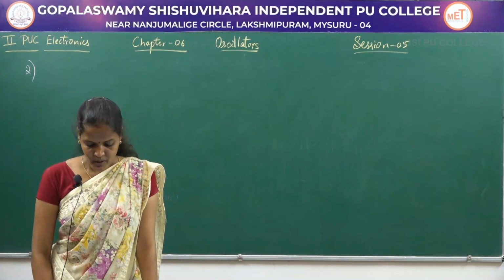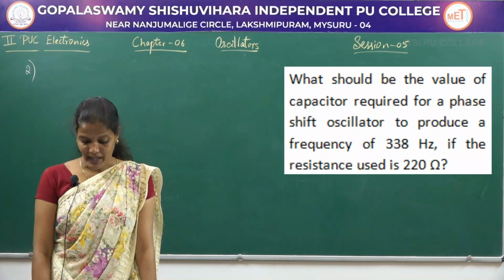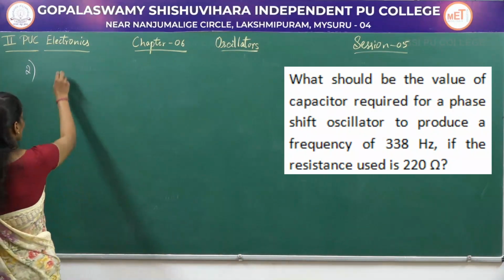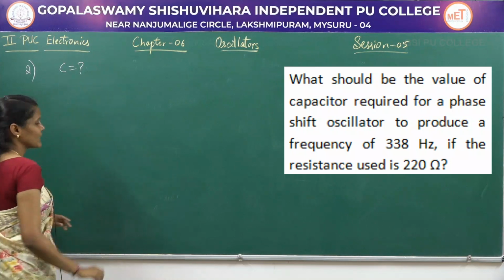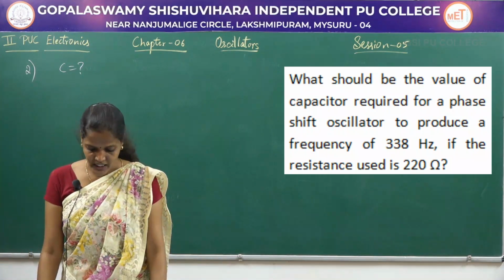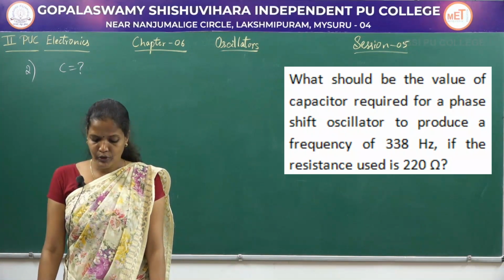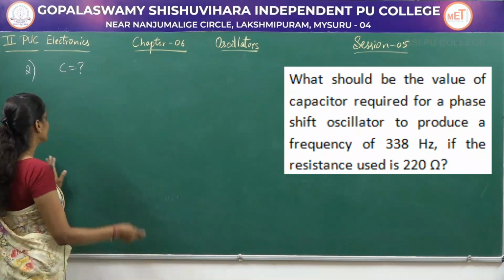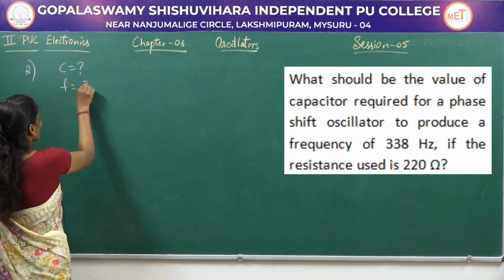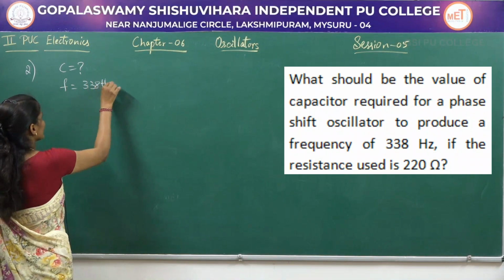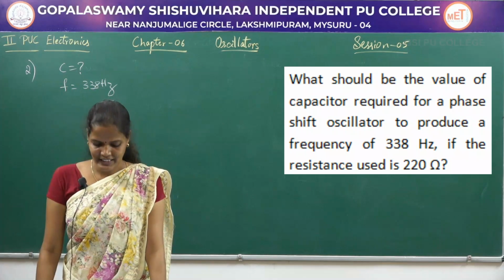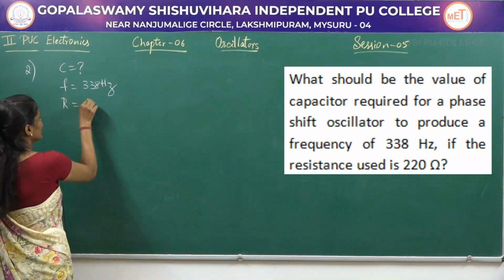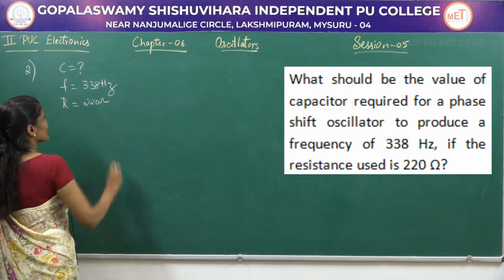The second problem is, what should be the value of capacitor required for a phase shift oscillator? What should be the value of capacitor means you have to find out the value of C to produce a frequency of 338 Hertz. Hertz is the unit of frequency. So frequency is given whose value is 338 Hertz. If the resistance used is 220 ohms. The resistance means R whose value is equal to 220 ohms.